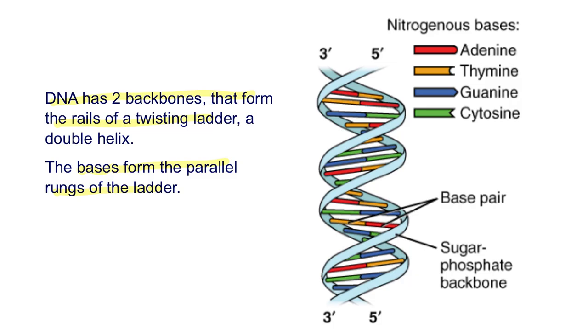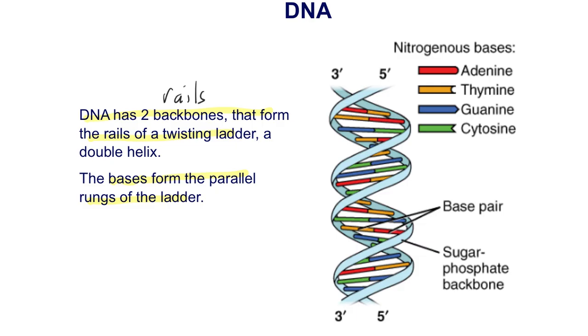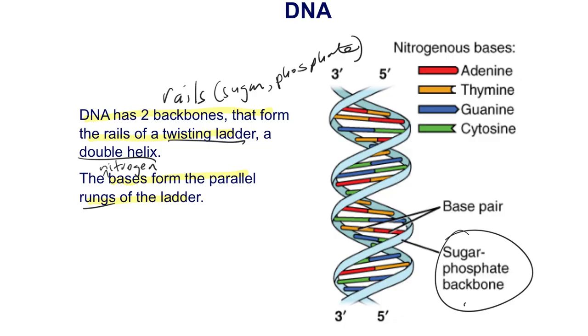Now, let's go on. So there's the backbones, rails. It's a twisting ladder, a double helix. And the rungs are the nitrogen bases. And you should know that the rails are sugar phosphate groups. Okay, this is a simple picture here. Now, here, sugar phosphate backbone or rail. The nitrogenous bases make up the rungs.